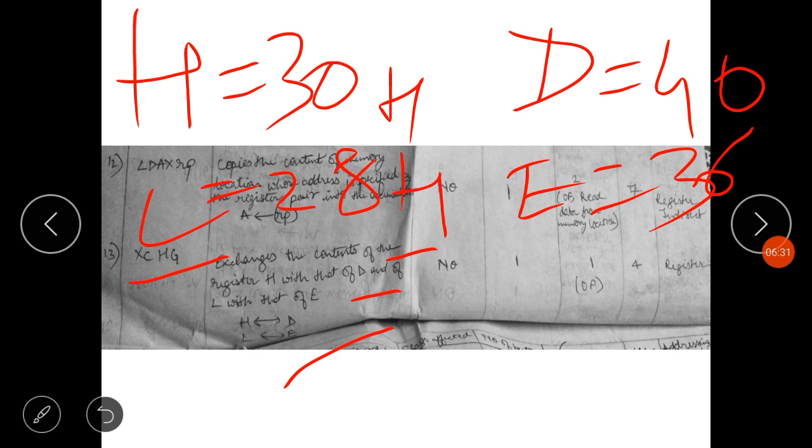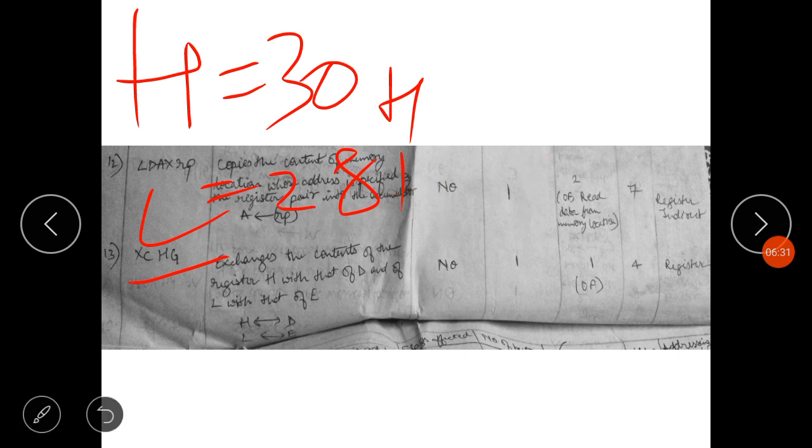Again, this is a data transfer group instruction. No arithmetic or logical operation is involved, so flags affected will be nil. No flags will get affected. Now, the number of bytes of the instruction. Since no extra hexadecimal number is mentioned along with XCHG, this instruction will have 1 byte, and that is the opcode only.